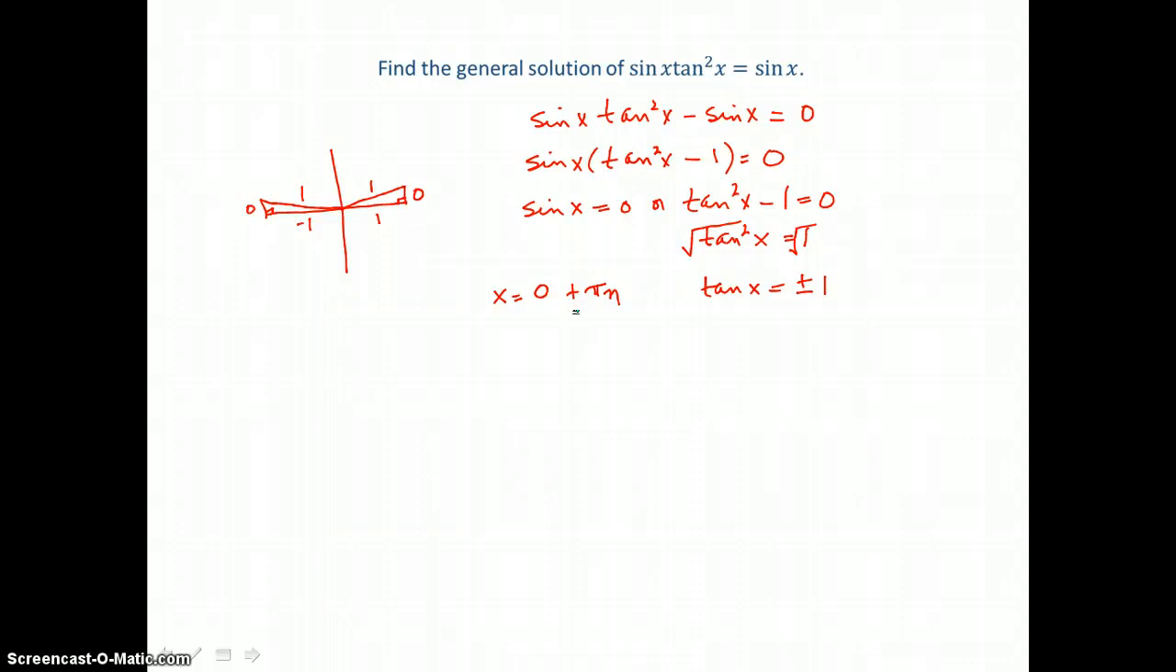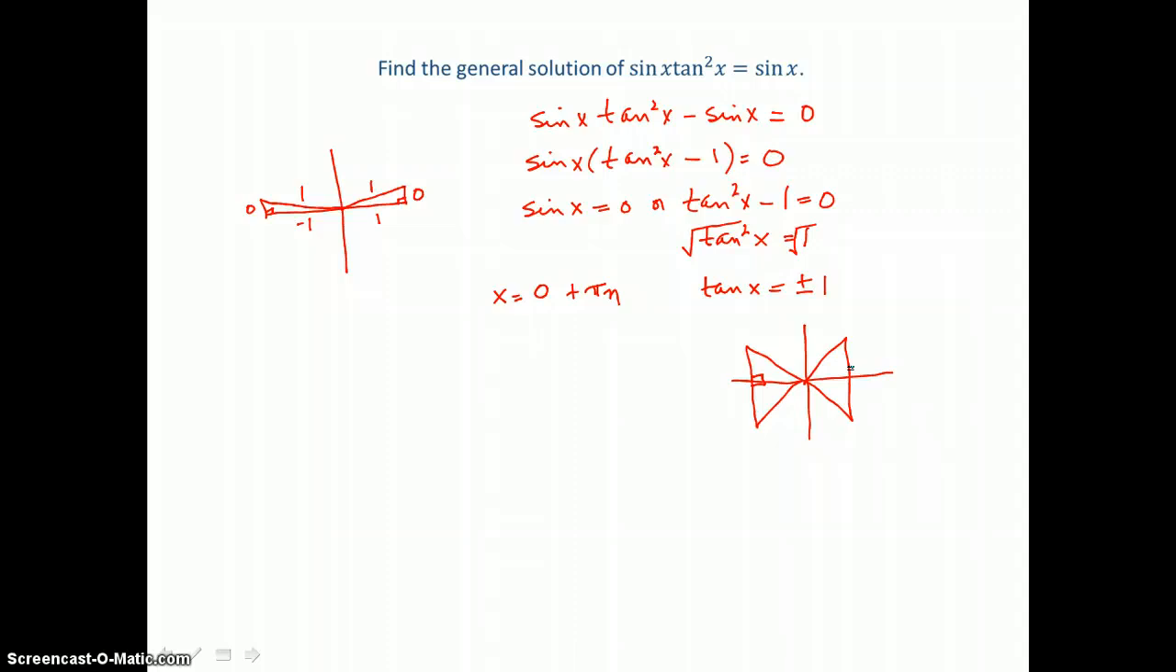Okay, that's part of our solution, and now let's look at tangent x equals plus or minus 1. We're asking where on the coordinate plane is the tangent going to be both positive and negative. Well, that's going to be in all 4 quadrants. So we're looking for terminal sides in all 4 quadrants.